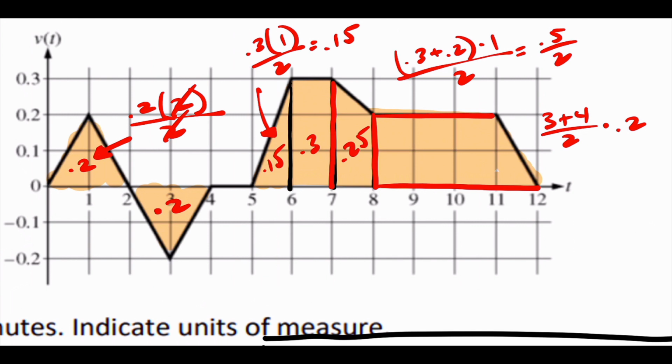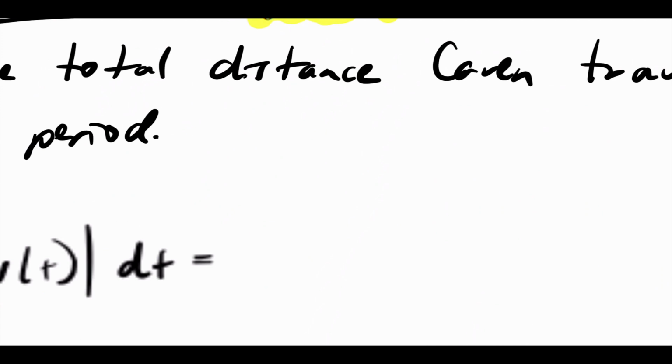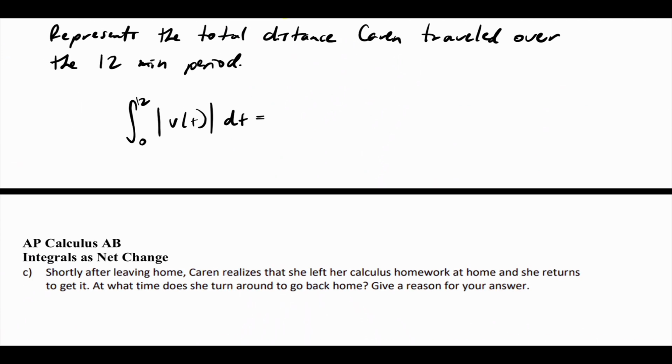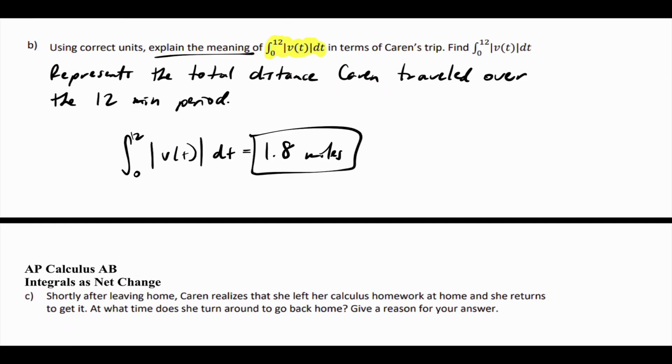Should be 0.7. 7 divided by 2 times 0.2, 0.7, yeah. I had 0.07, it should be 0.7. Okay, add them all up. They're all positive. When you add them all up, you get 1.8 miles. That's how far she traveled.